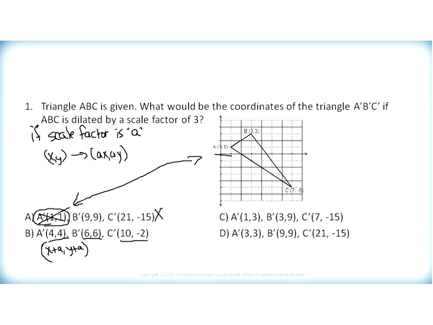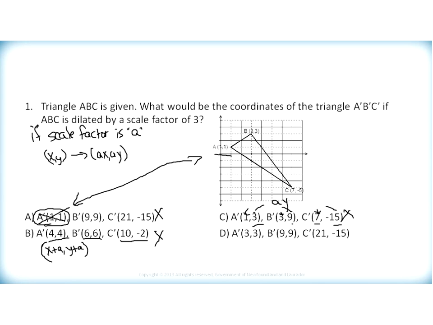In C, we have A prime is (1, 3). And then we got B prime is (3, 9), and C is (7, 15). Well, my y values all get multiplied by A, but my x values stay exactly the same. So that one's no good either.